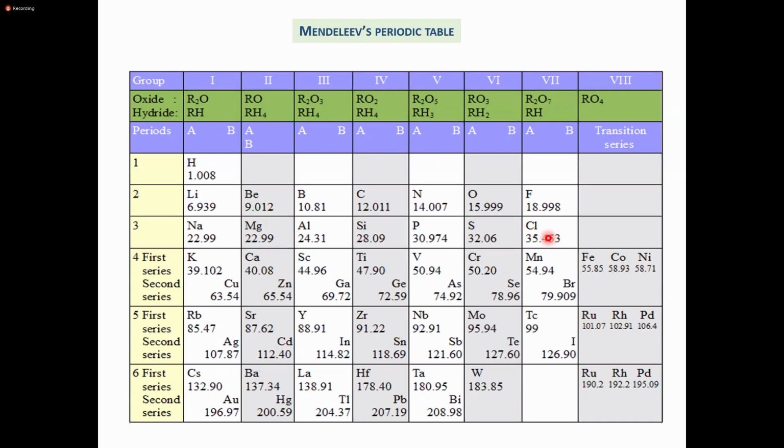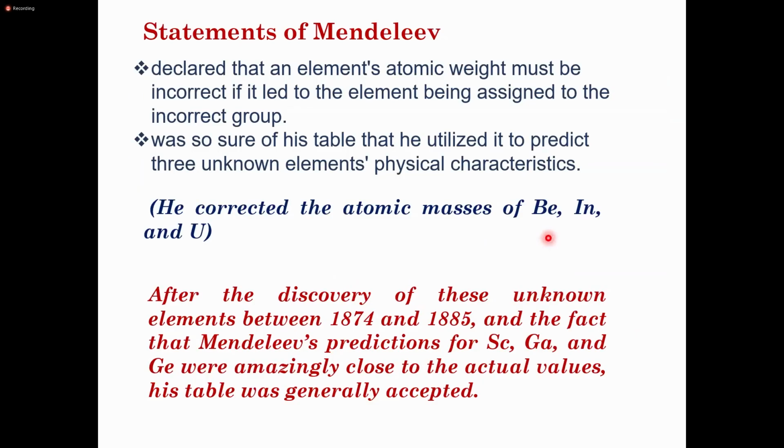Because now we know that the atomic mass of boron is 10 point something and chlorine is 35. But at that time, they didn't know what the atomic mass was, or even what the chemical name was. So according to atomic mass, they arranged these elements in the periodic table. That's why he stated that if the atomic mass is incorrect, then we can assign wrong elements. Another statement is that he utilized it to predict the physical properties of three unknown elements.